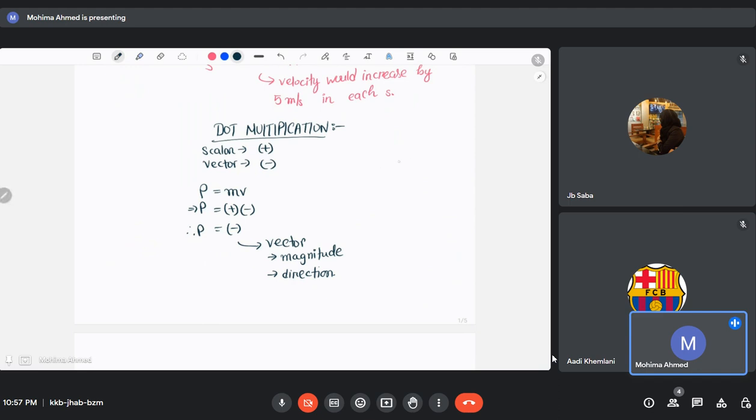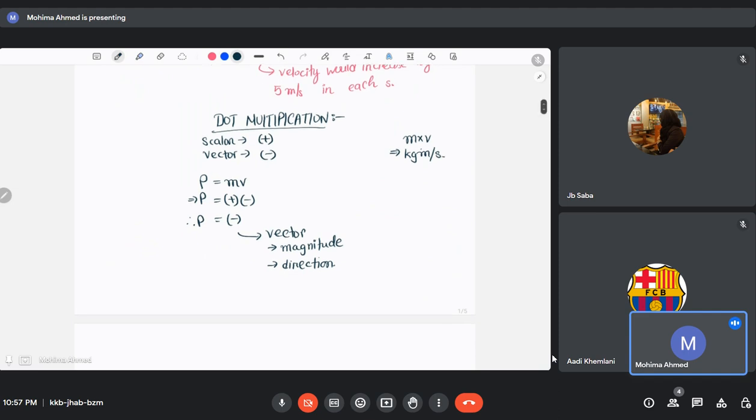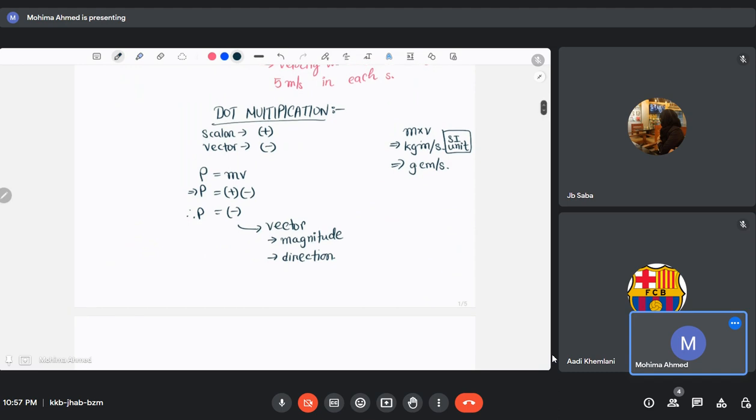The unit over here, since momentum is the product of mass and velocity, will be mass into velocity, which is kg m/s, or you can also use gram centimeter per second. Kg m/s is the SI unit. Other than that, you can use multiple units that are available, like gram centimeter per second. So this is a vector quantity, and these are the SI unit and normal units for momentum.